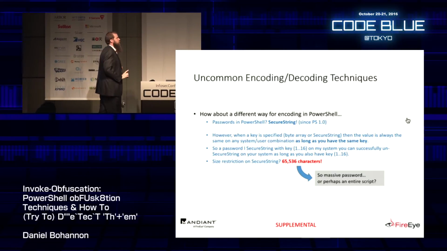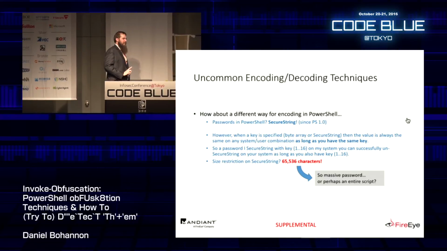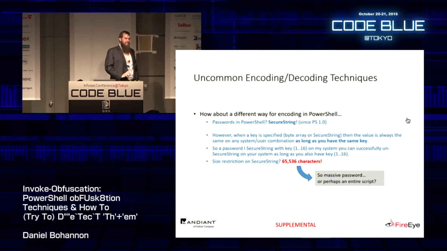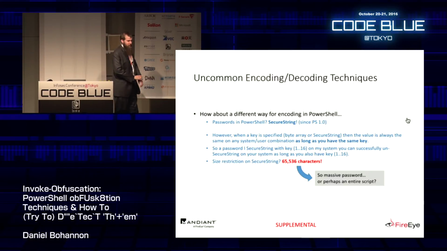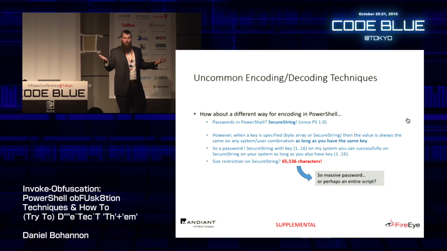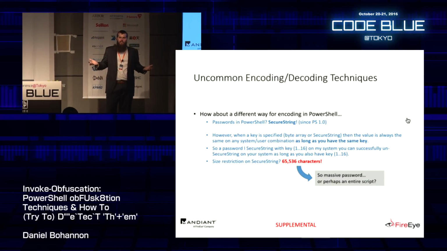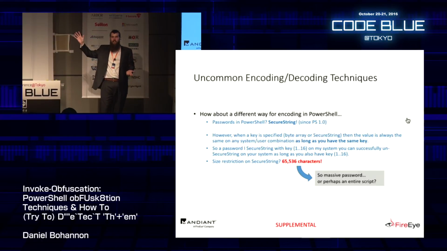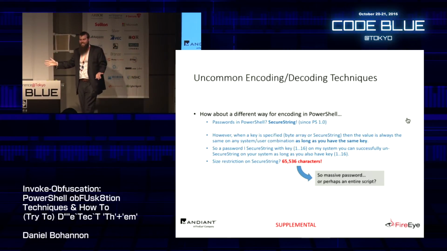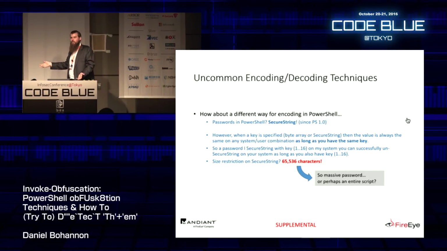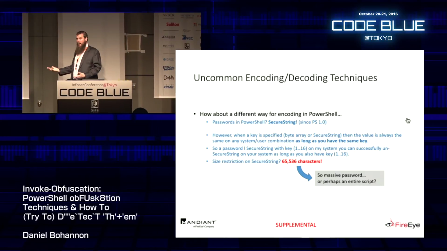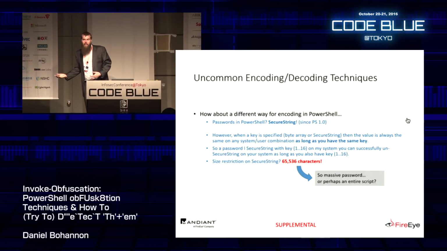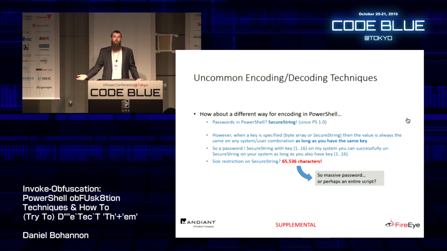Now here's the great part: the secure string object has a size restriction of 65,000 characters. This is Code Blue. We are security people. We probably feel pretty good about our passwords, right? Who has a 65,000 character password? That's crazy. Why is it so large? What if we, instead of putting a password in there, could put a command or maybe an entire script? So that's what I did.